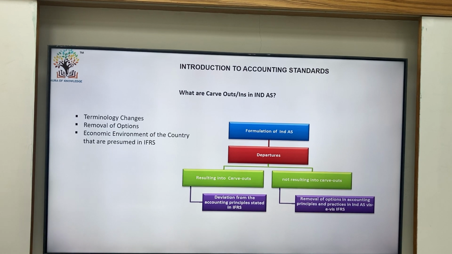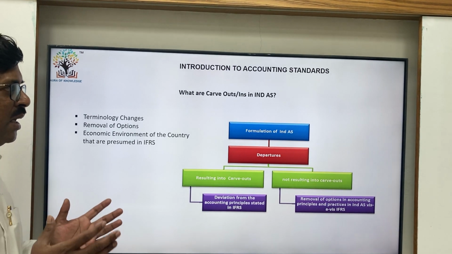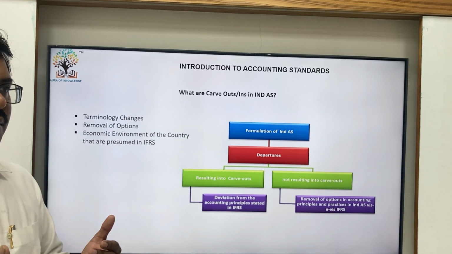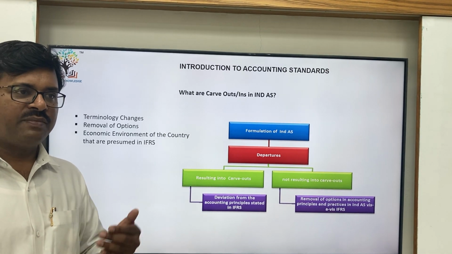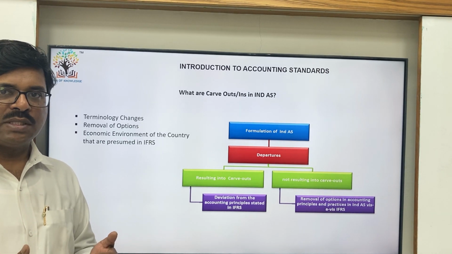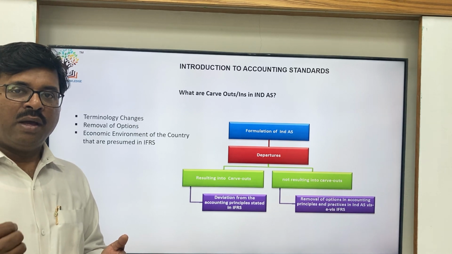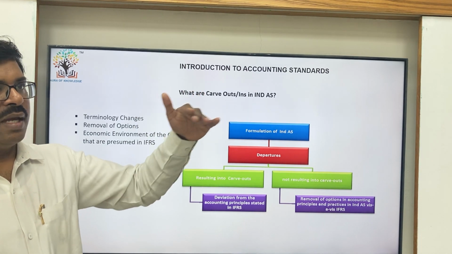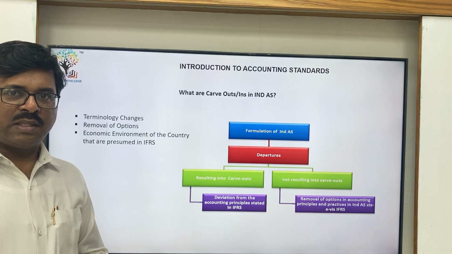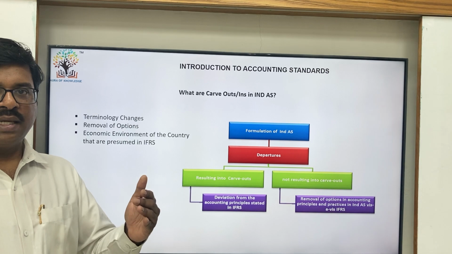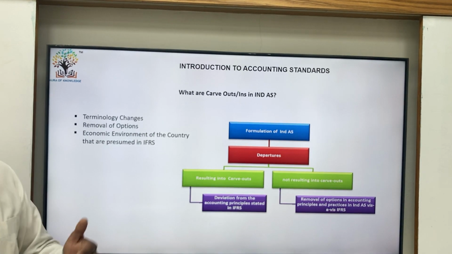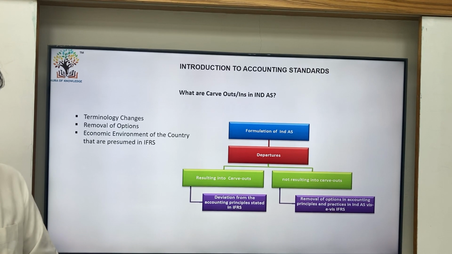Coming to the concept of carve-outs and carve-ins. At the time of convergence, they tried to explain which are carve-outs and which are carve-ins. Suppose IFRS has given options to follow the procedures, say 3-4 options, then India has taken whichever is applicable to India. In that case it is not a carve-out, because IFRS says you can follow procedure A, B, C, and while making the IND AS standard, India has taken any one of the procedures applicable to India. Then it is not called a carve-out. It is just taken as it is from IFRS.